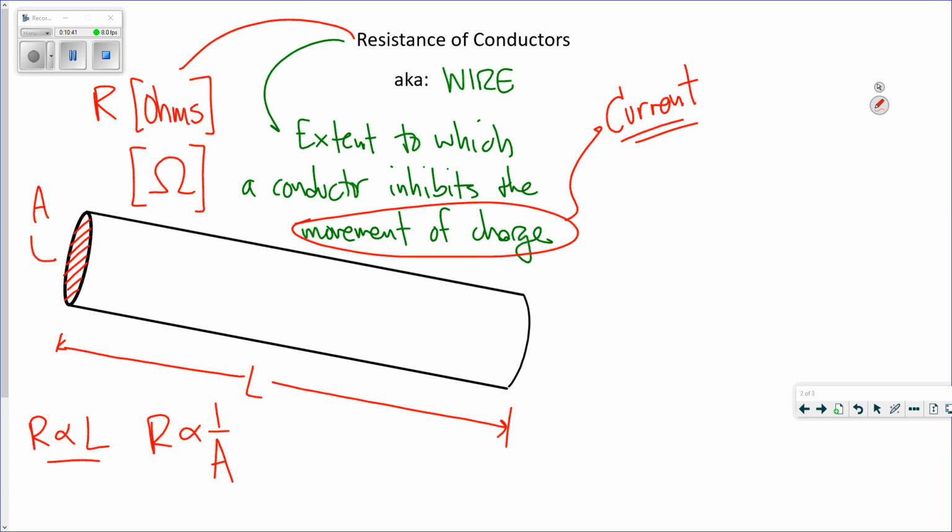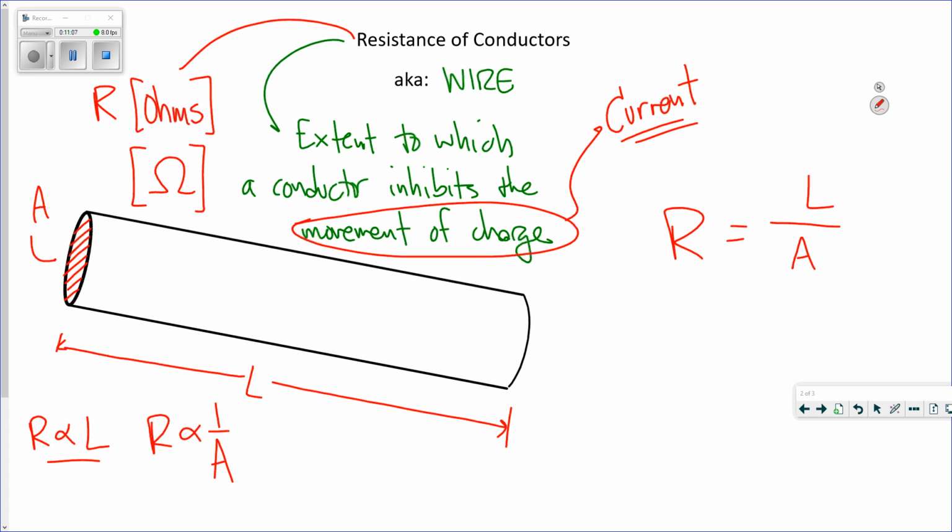Imagine trying to drink something through a straw. If it were a very long, skinny straw, it would be difficult. If it were a short, fat straw, it would be easy. Sort of the same thing, at least sort of analogous. So that leads us to an equation where resistance is directly related to L, inversely related to A.